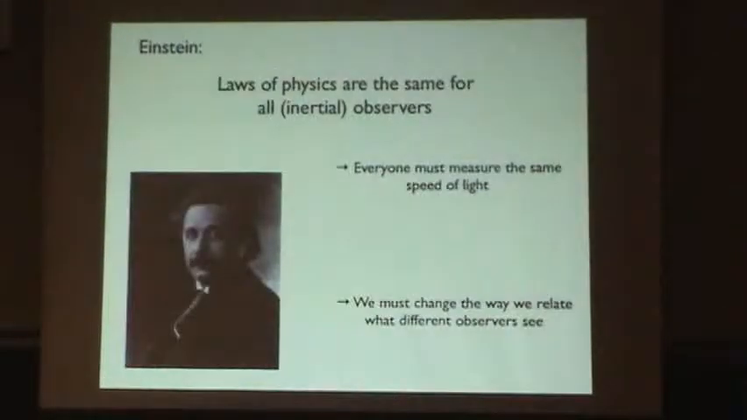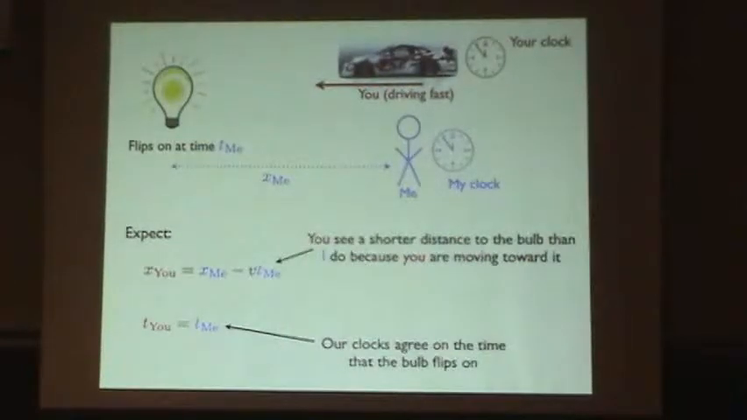So now I want to talk a little bit more in detail about what changes we have to make to the way that we relate the observers' views. And I want to use a simpler example than having cars moving all over the freeway. I want to use a very simple example, which is this. I'm standing here with a clock. You're in a car and you're driving past me. And sometime after you pass me, a light bulb goes off in the distance.